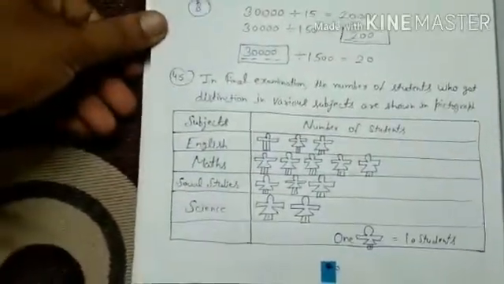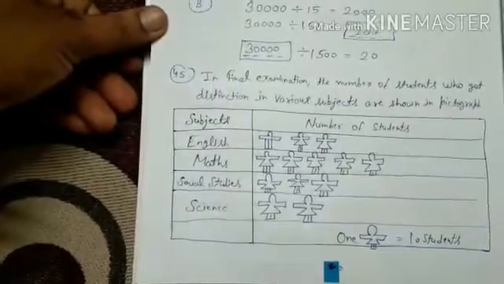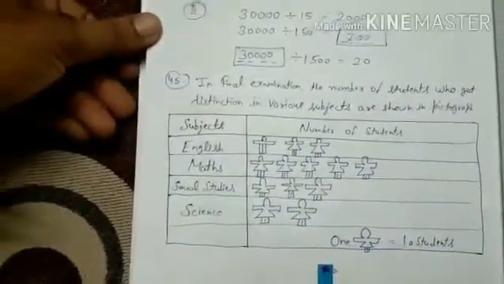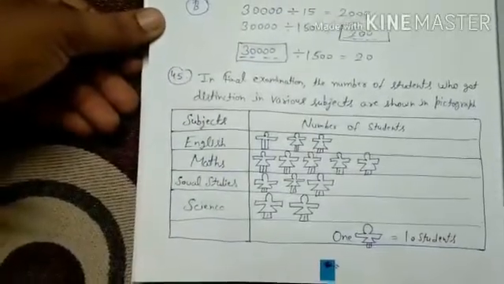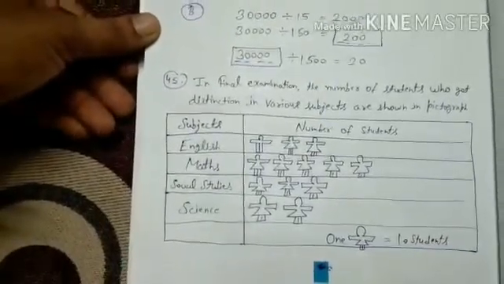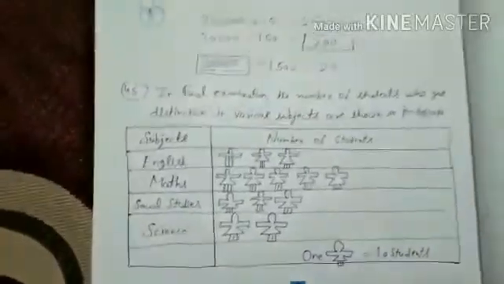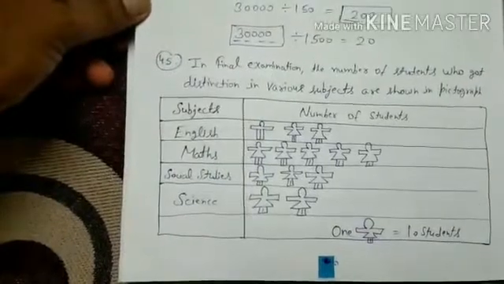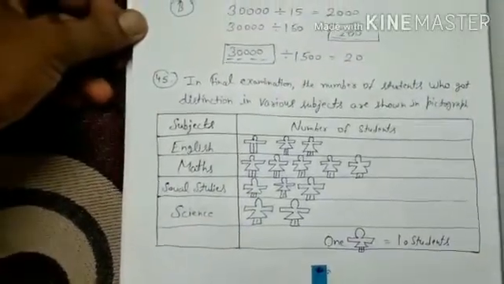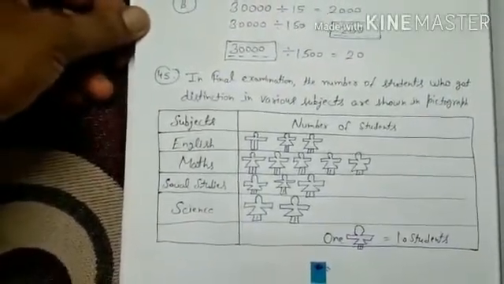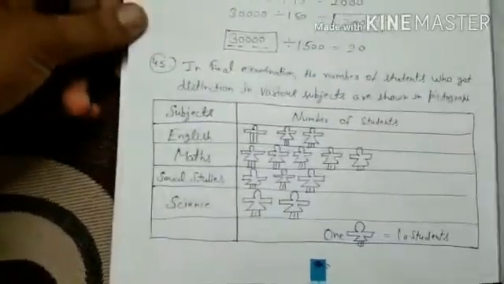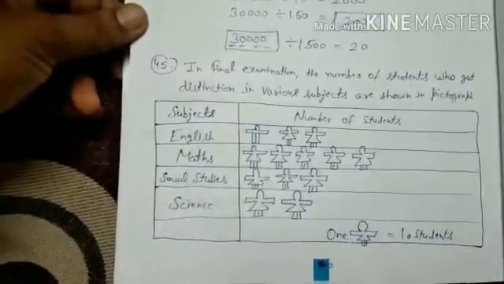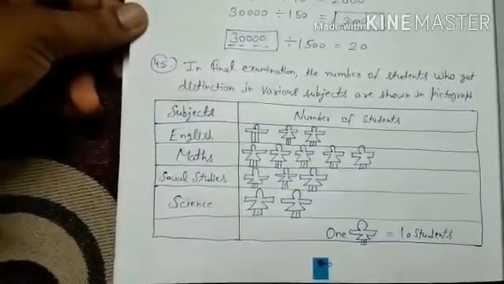So there are some subjects: English, Maths, Social Study and Science. In these subjects, students are getting marks with distinction. In English, there are 3 symbols. Students, one important thing: one symbol is for 10 students. For the English, we have 3 symbols. That's why the total number of students will be 10 plus 10 plus 10, 30. And in Maths, there are 5 symbols. That's why the total number of students in Maths with distinction will be 10 plus 10 plus 10 plus 10 plus 10, that is 50.